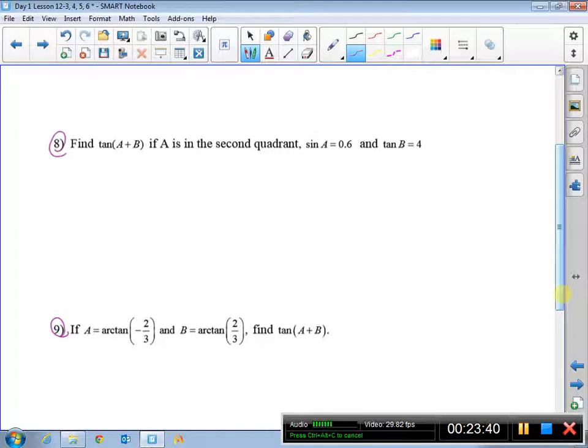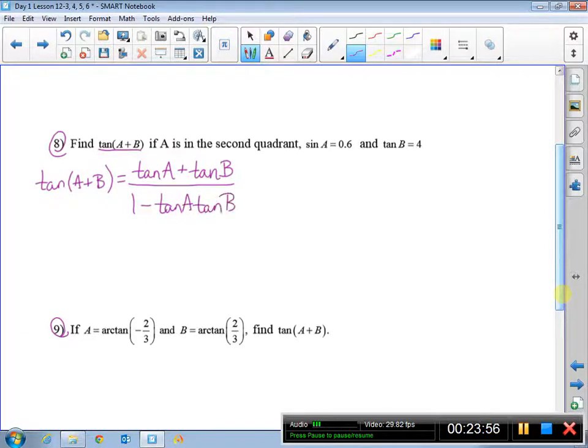8 is asking us to do the tangent of A plus B. Let's get that formula written down. We need the tangent of A. We need the tangent of B. And their product on the bottom, tan A, tan B, subtracted from 1. So let's see what they give us for our information. The sine of angle A is 0.6. And the tangent of B is 4. Oh good, that one's done. Tangent of B is 4. We'll sub that in a moment.